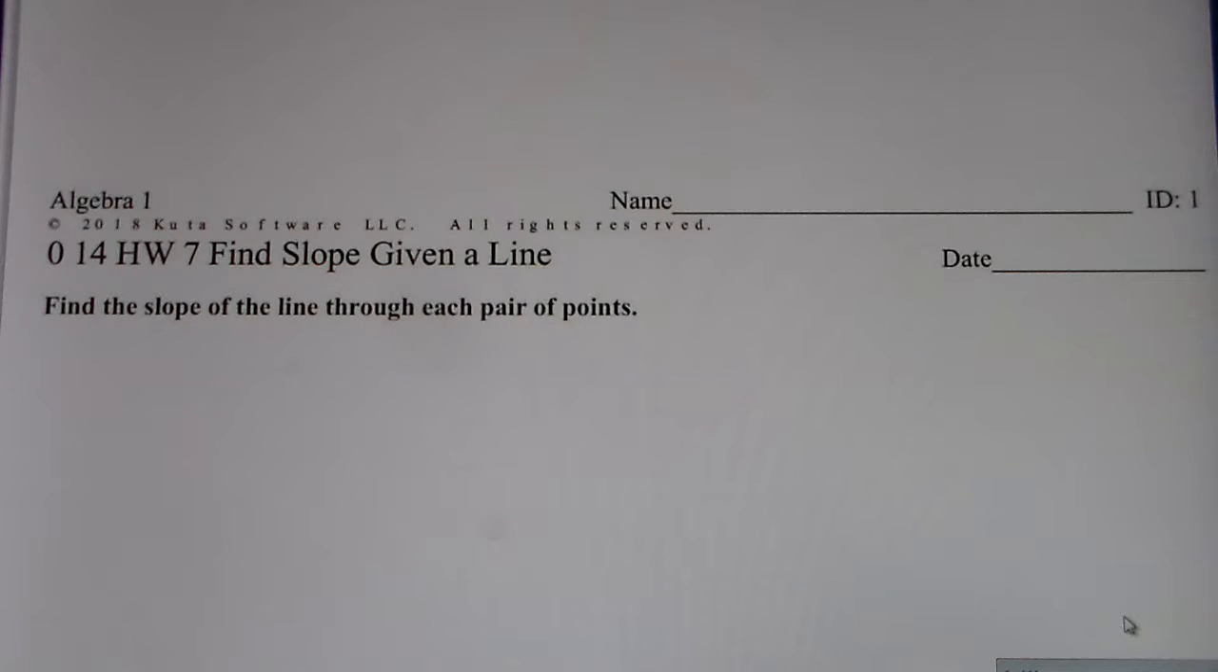All right, this is O14HW7, finding slope of a given line. Your goal is to find the slope of the line through each pair of points.